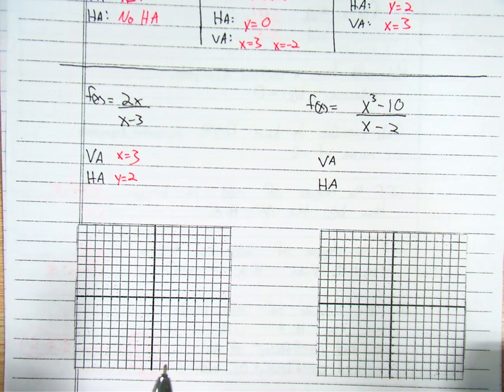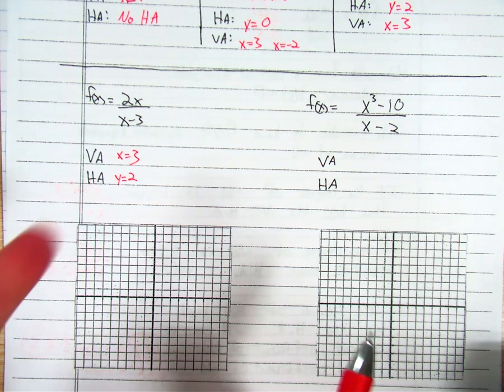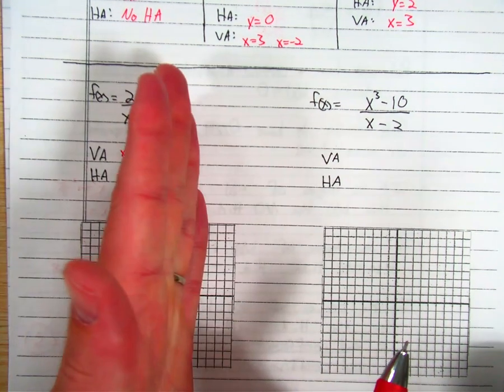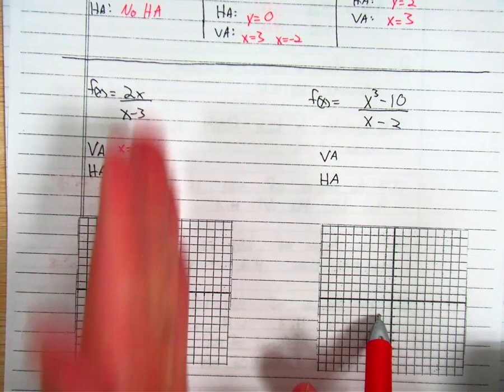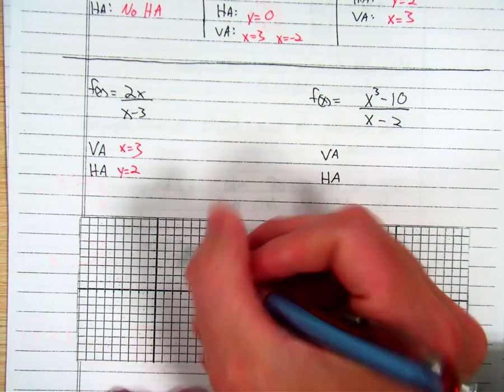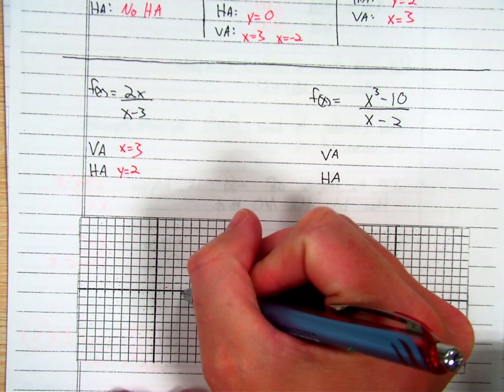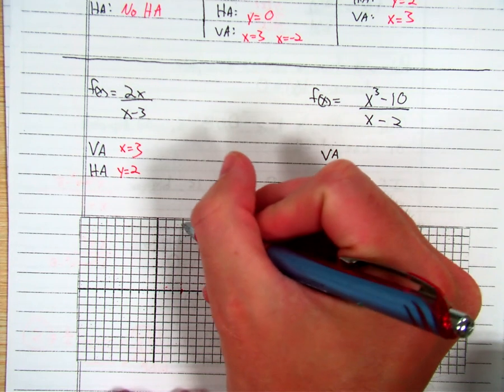Let's get these asymptotes on the graph. Vertical asymptote, vertical, up and down, crosses the x-axis at 3. So it's going to cross the x-axis at 3. 1, 2, 3. And this is going to be a dotted line.